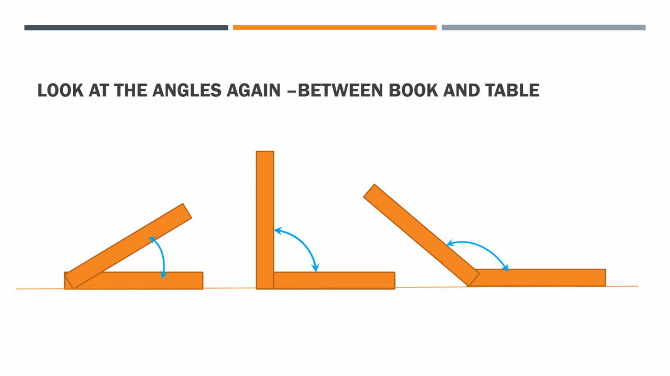Now we will look at the angles again, but this time between the book and the table. Can you see the angles in red? What do you notice? The first one becomes an obtuse angle. In the second one, it is still a right angle. And in the third one, it has become an acute angle. So, we can say that an acute angle and an obtuse angle are on opposite sides of the two lines when we are measuring it against a surface.